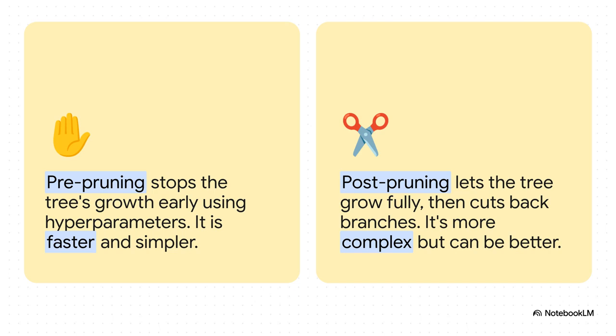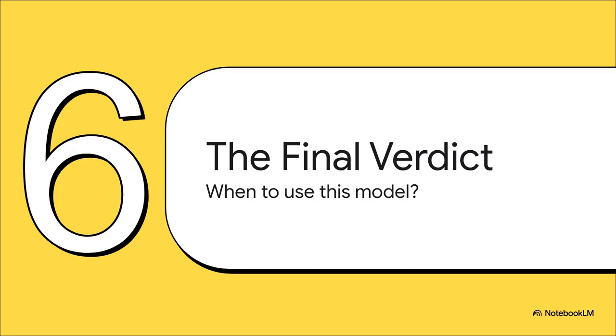The most common way to do it is called pre-pruning, or early stopping, which is exactly what we just talked about, using those hyperparameters to stop the tree from growing too big in the first place. There is another method called post-pruning, where you let the tree grow all the way out, and then you trim back the branches that don't add much predictive power. But in practice, pre-pruning is usually faster, simpler, and gets the job done. So, after all that, let's pull it all together. What's the final verdict? When should you actually reach for a decision tree in your machine learning toolkit?